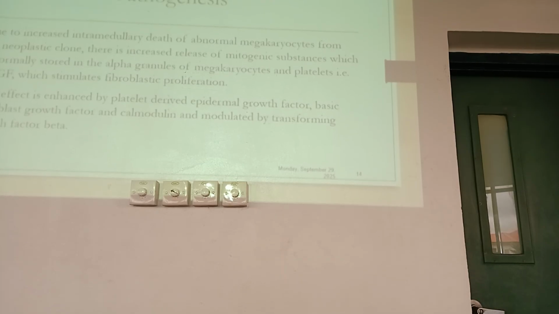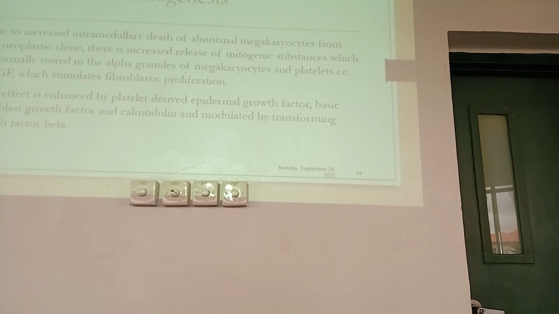When they die, the alpha granules of the platelet will release all these substances, and this will inhibit collagenase. Collagenase is the one that ordinarily will break down collagen. So if you are inhibiting enzymes that will break down collagen, the collagen will now take all the spaces in the marrow and distort the bone marrow architecture and distort hemopoiesis.